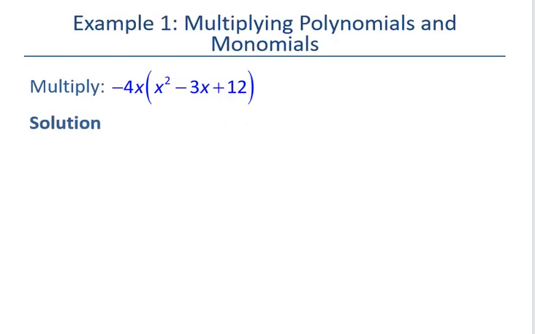Okay, let's look at our first one here. We've got negative 4x multiplied to the x squared minus 3x plus 12. We're going to take this negative 4x and distribute it to everything on the inside here, and it's going to look like this.